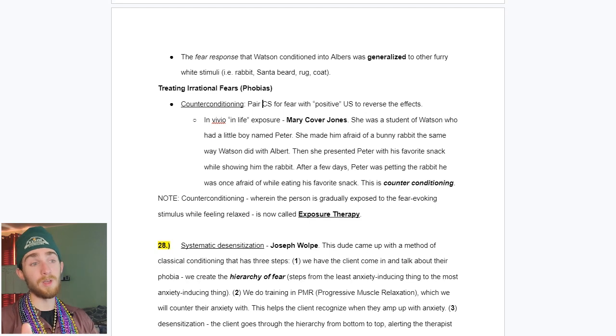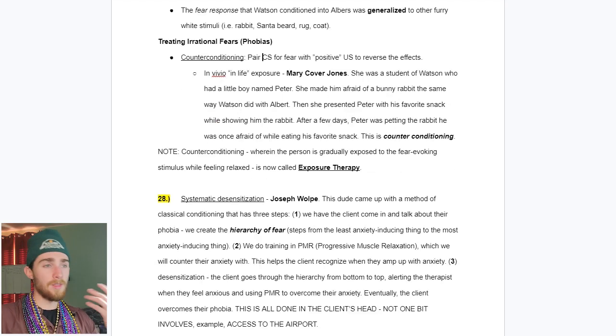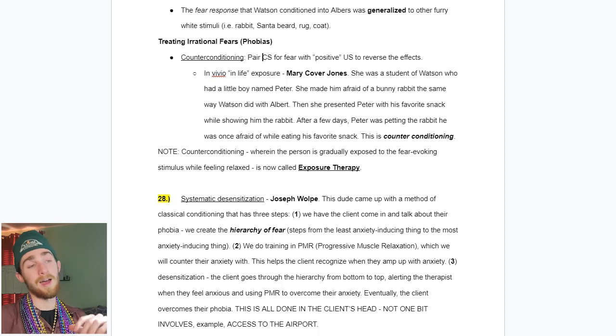Eventually, fear will give way to the unconditioned response of happiness when you're presented with this thing that you really like. This unconditioned stimulus that just makes you happy. Quick note, counterconditioning is now called exposure therapy. Counterconditioning is where the person is gradually exposed to the fear-evoking stimulus while feeling relaxed. That is exposure therapy.